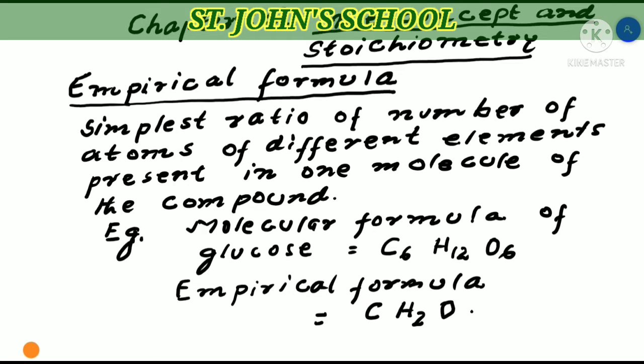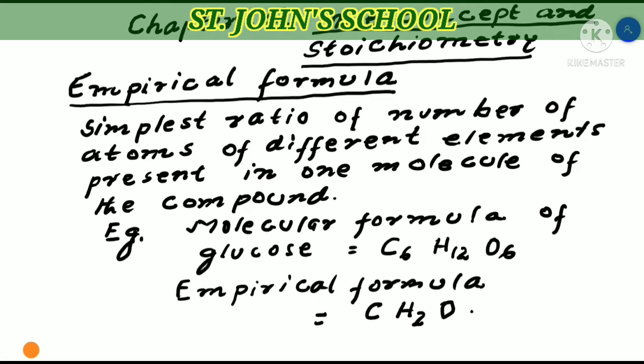So let us try to understand the empirical formula, and how to calculate the empirical formula and the molecular formula from the given values of mass or from the given value of percentage composition. In order to define the empirical formula, we can say that it is the simplest ratio of the number of atoms of different elements present in one molecule of the compound.